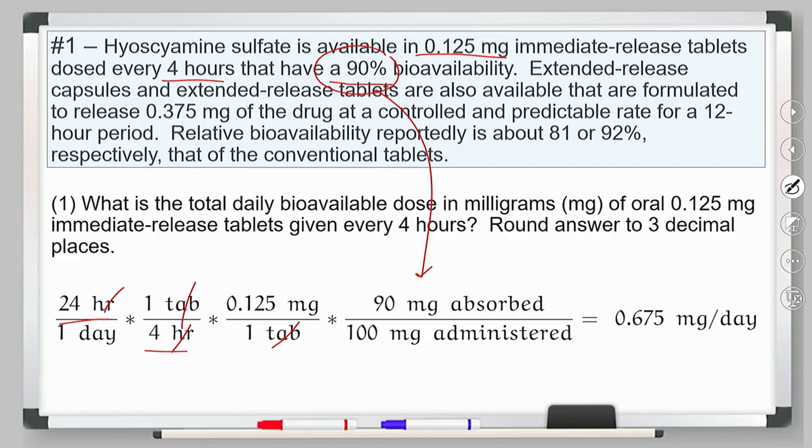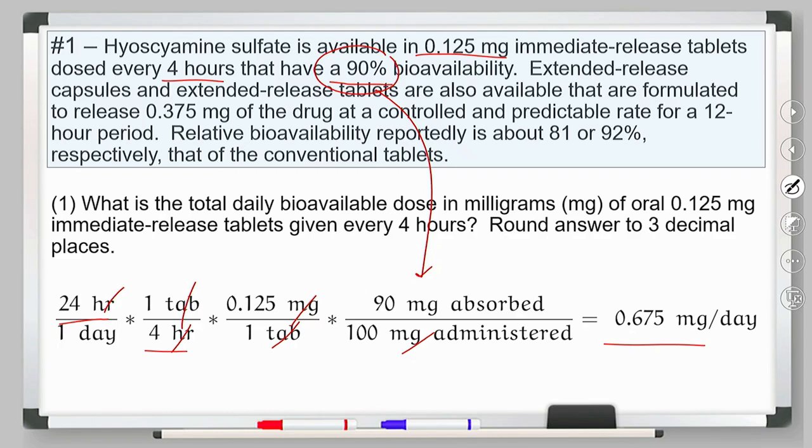So for every 100 milligrams administered, 90 milligrams gets absorbed. So I'm just trying to help you visualize what the 90% bioavailability means. Mathematically, we just take that total and multiply by 0.9, which is 90%. And on a daily basis, using the immediate release tablets, we are getting 0.675 milligrams of hyoscyamine. Okay, so far so good? So that's kind of the reference dose.